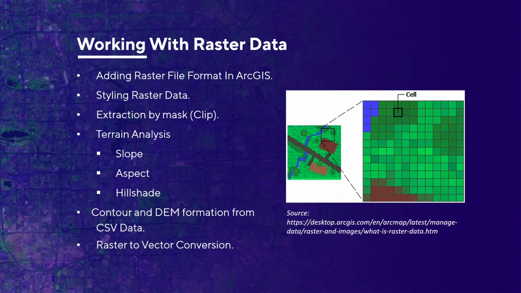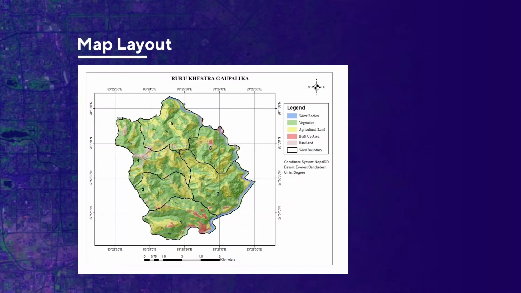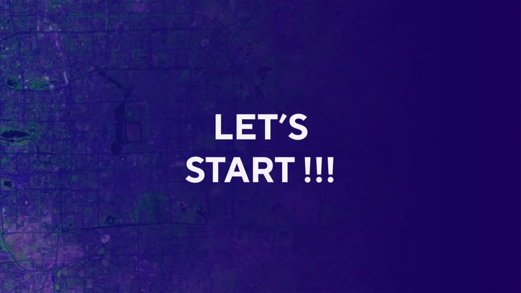After this, we'll also work on creating the contour and DEM from the CSV data previously obtained from total station, and then we'll also work on raster to vector conversion. At last, we'll create this beautiful map layout from ArcGIS and conclude our tutorial. So let's start our video.